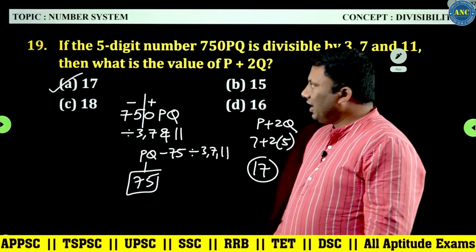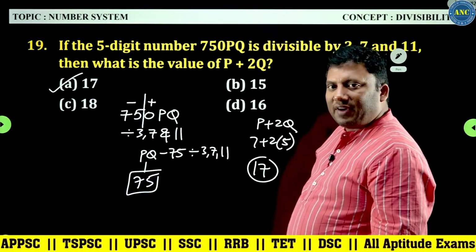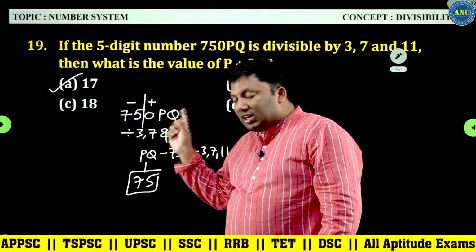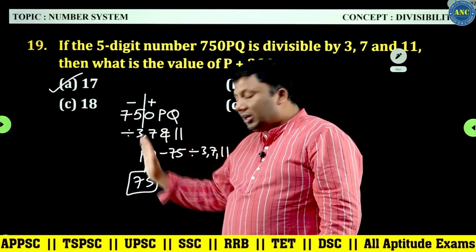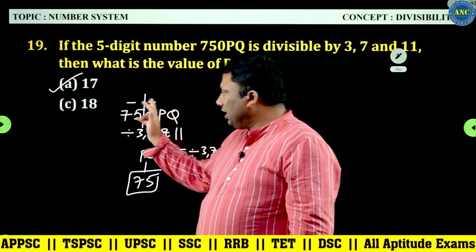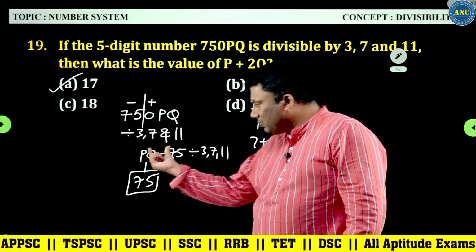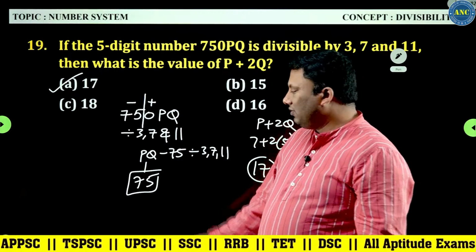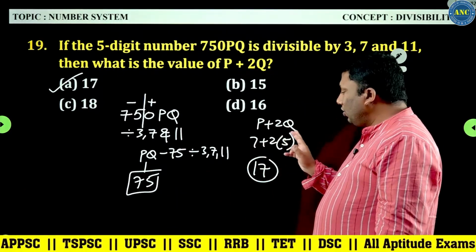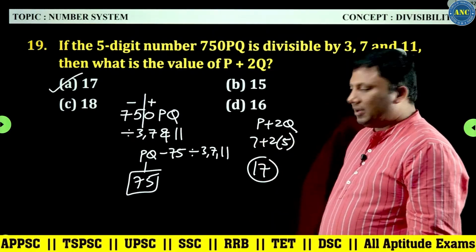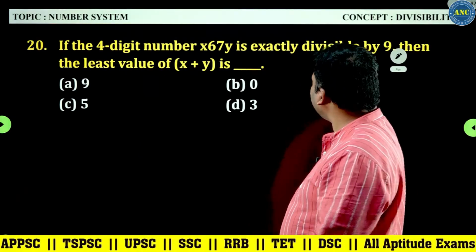I hope the idea is very much clear. 750PQ. What is the divisibility rule of 3, 7 and 11? Start from the right-hand side. Take a group of 3 digits. Alternately plus minus. PQ minus 75. It is perfectly divisible only when 75 minus 75. PQ is 75. P is 7 and Q is 5. 2 5s are 10. 10 plus 7, 17. Answer for this question is 17. I hope the idea is clear.